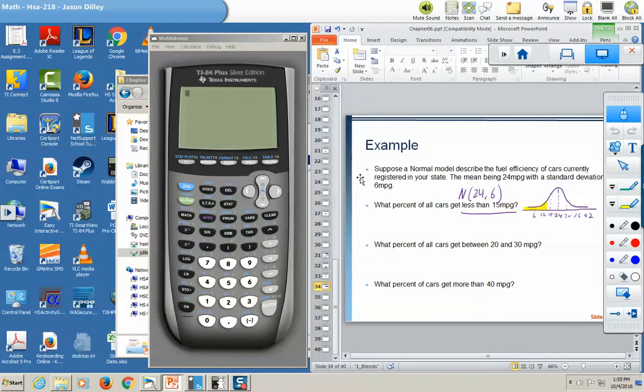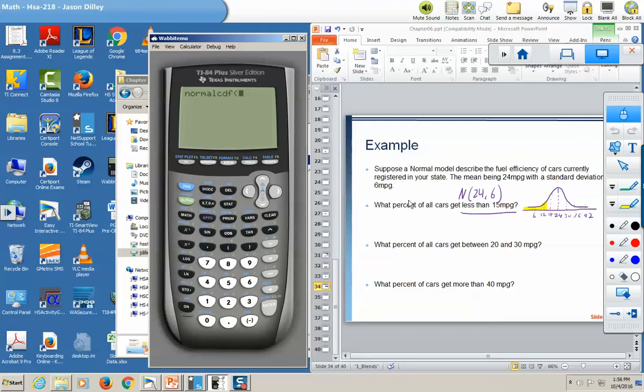Okay, let's try this again. So we're going to use a command called NormalCDF to make that happen. The NormalCDF command is under this distribution menu, DISTR. So it's in the second area. So you hit second, vars. Now, there's a number of commands in here, many of which we will use throughout the year. There's NormalPDF and there's NormalCDF. What we're looking for is NormalCDF. PDF does something different. We'll explain that at a different time, the difference between PDFs and CDFs.